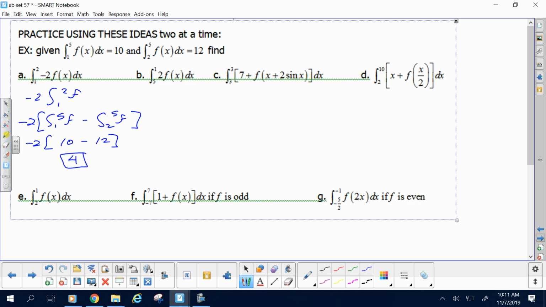Pull the 2 up front and negate to switch the limits, so it's negative 2 of 1 to 5, and that is negative 2 times 10, which is negative 20. All right, cool. What about this?